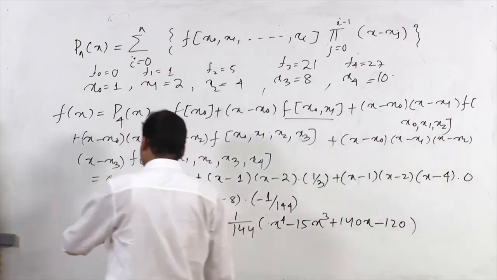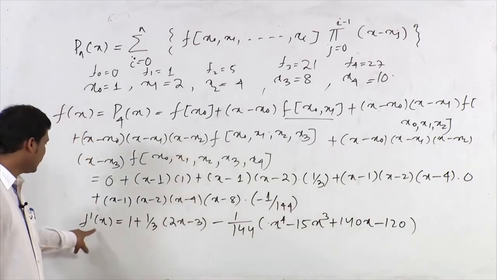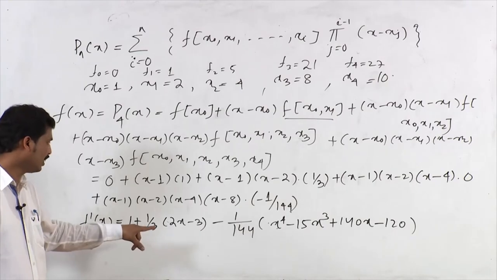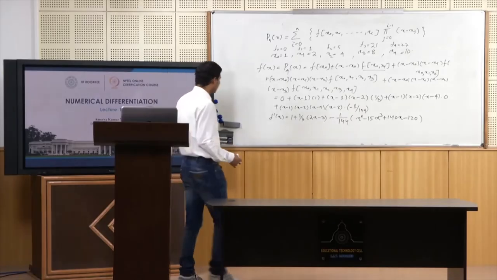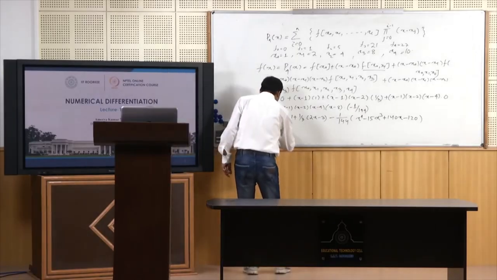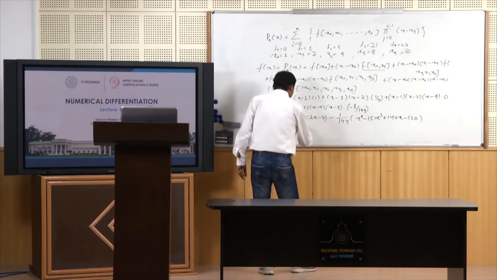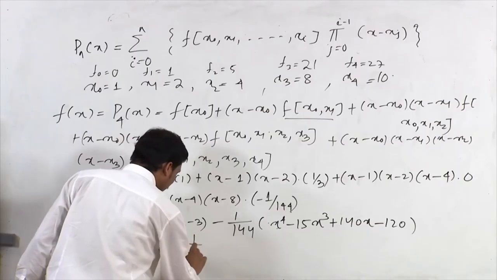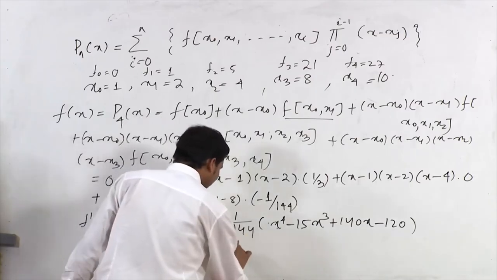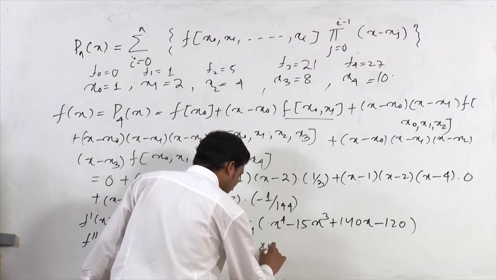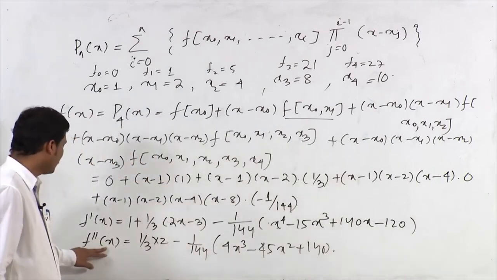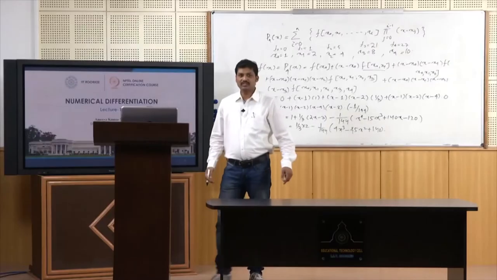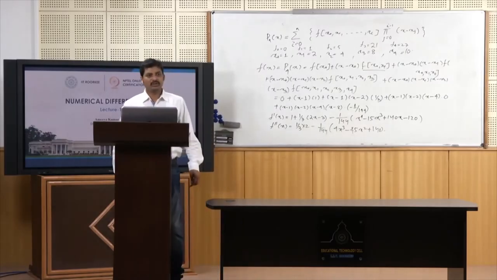So, if you want to find this derivative at the point 3, directly we can replace x by 3 and obtain the derivative at the point 3. And if we want to evaluate the second order derivative, directly we can differentiate once more: the first term is 0, then 1 by 3 into 2, minus 1 by 144 into 12x square minus 90x plus 140. Similarly, if we put f double dash of 3, we can obtain the second order differentiation of this fourth order polynomial at the point 3.